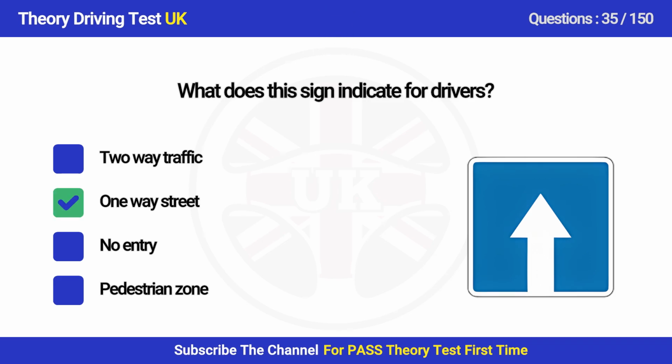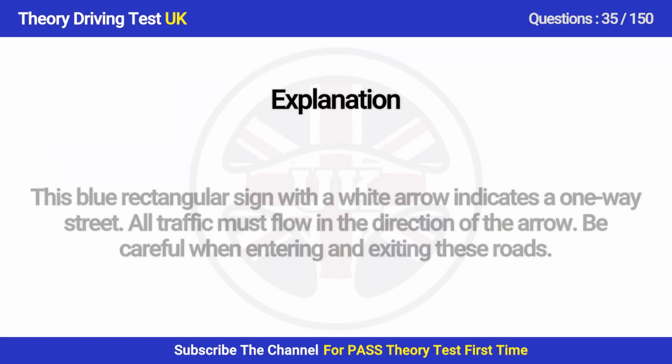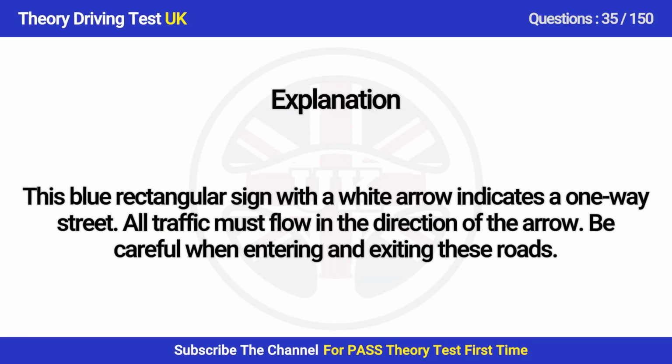Answer is B. One-way street. This blue rectangular sign with a white arrow indicates a one-way street. All traffic must flow in the direction of the arrow. Be careful when entering and exiting these roads.